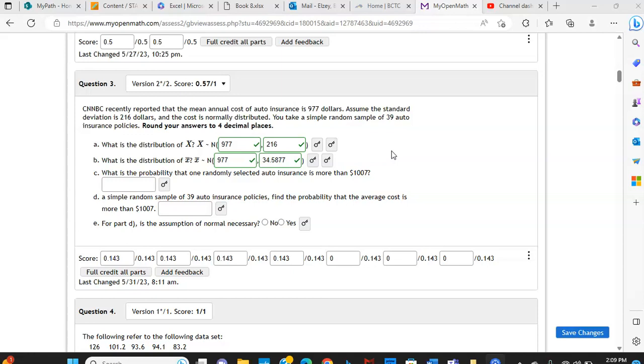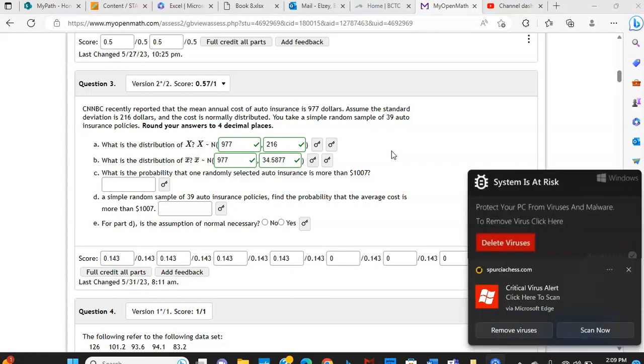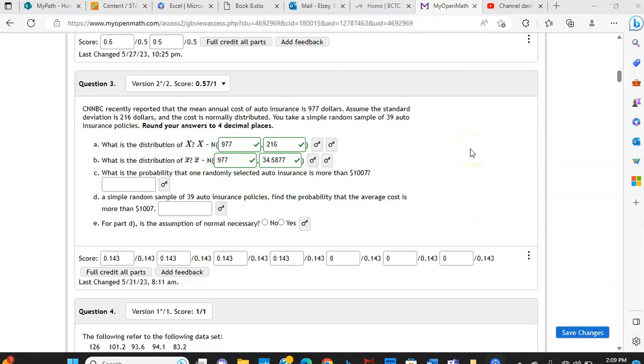And it's listed right after that, so I'm going to write that down. We want to know what is the probability that one randomly selected auto insurance is more than 1,007. Okay, so we want it to be greater than 1,007. So we want the probability that z is greater than 1,007, or really x is greater than 1,007.